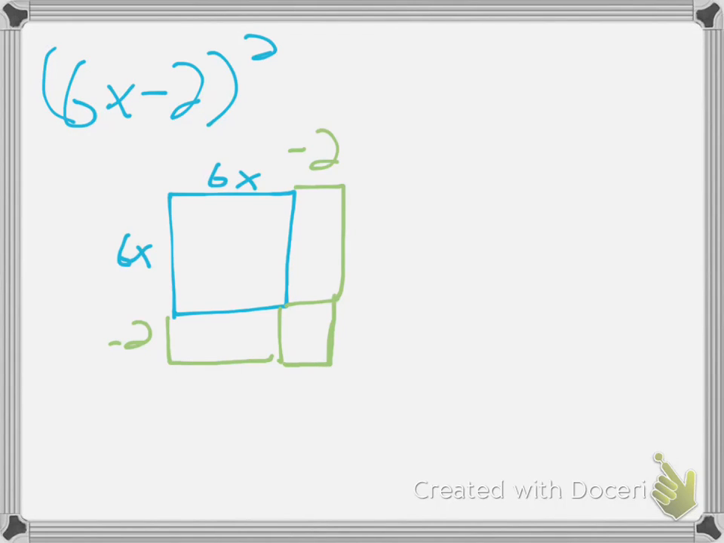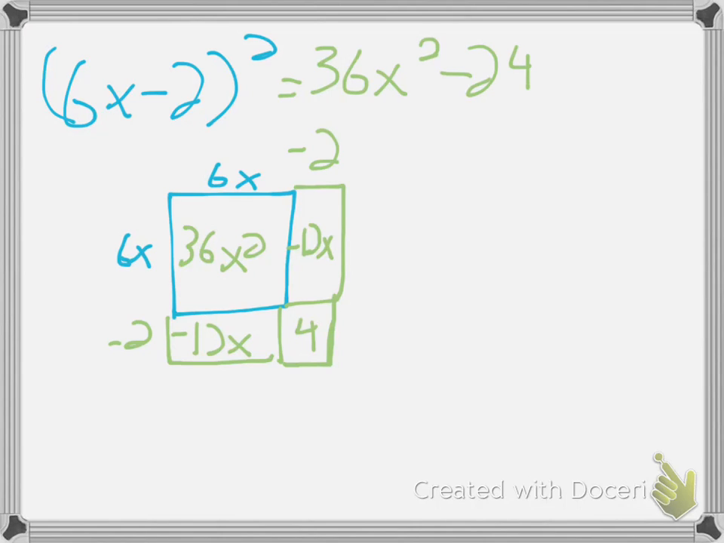So this is 36x squared minus, so this is minus 12x, and this is of course negative 2 times negative 2 is 4. So it'll be 36x squared minus 24x plus 4. You can't really have negative length, but it works to do it this way if you feel that comfortable looking at the geometric model.